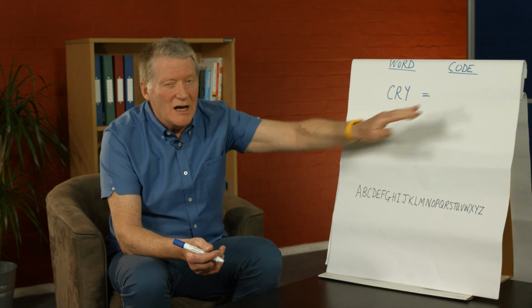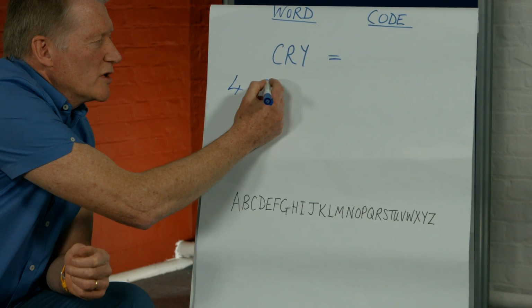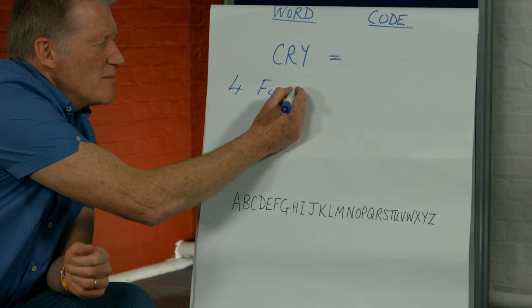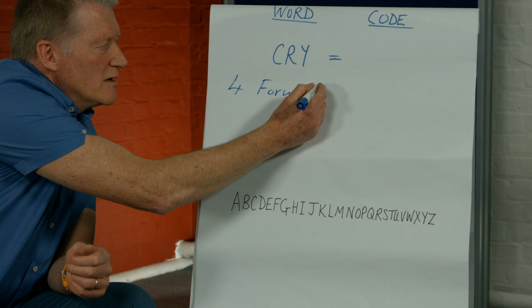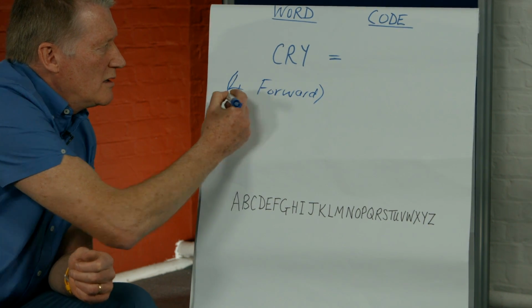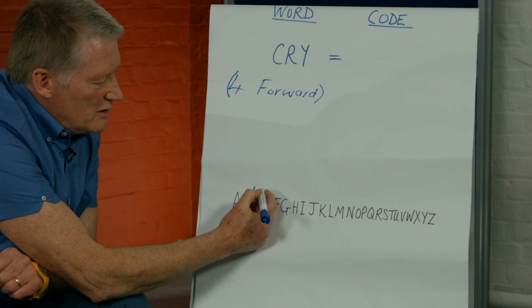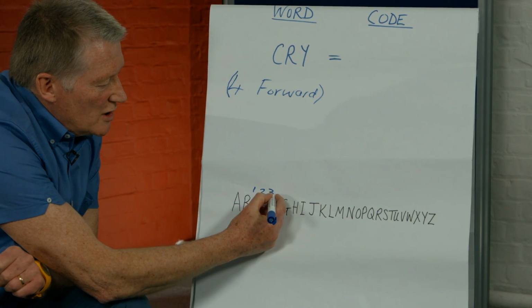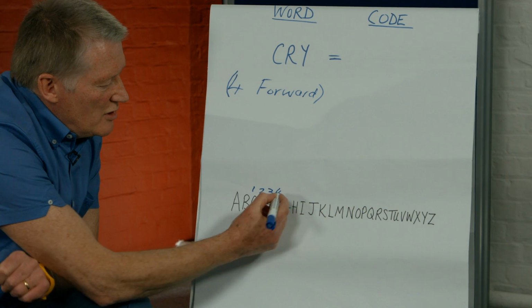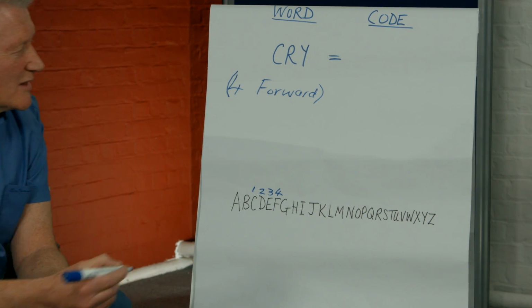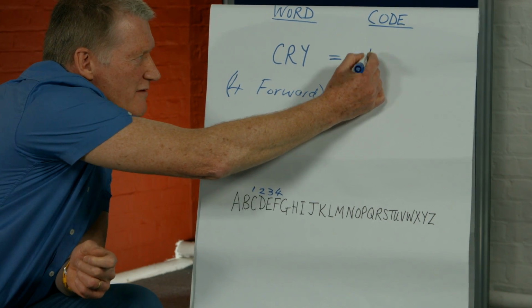Okay, we can see that our word is cry, and we've got to work out the code for it using the same rule that we've already worked out. That's 4 forward. Just put that on the board to remember it. Okay, starting at C, 1, 2, 3, 4. 4 forward, and that gives us the letter F.